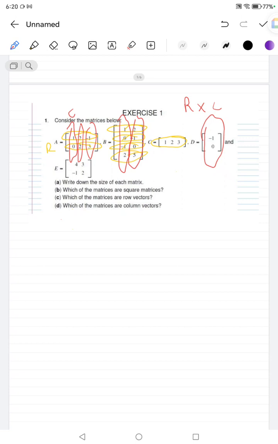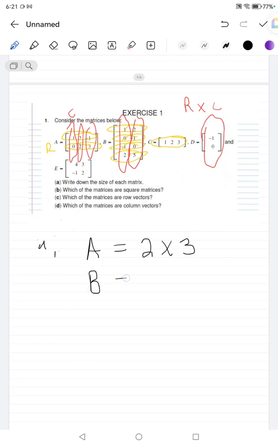So you're going to write this down: for your A, you consider the rows. How many rows did we have? It's 1, 2, as you can see in yellow. It's your rows times your columns. How many columns? By 3. That would be the size of your matrix.